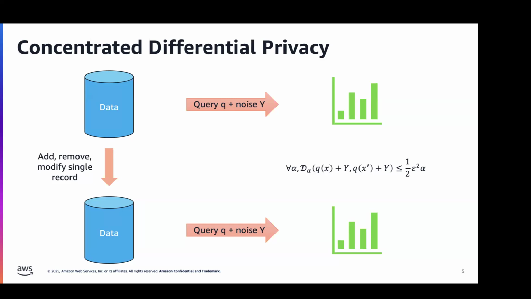And the property of concentrated differential privacy is going to ensure that these distributions are not going to be too different, right? The intuition is that we add noise to make it difficult, or to provide guarantees, that we won't be able to extract information about a single individual or a single record. So that's the big picture.